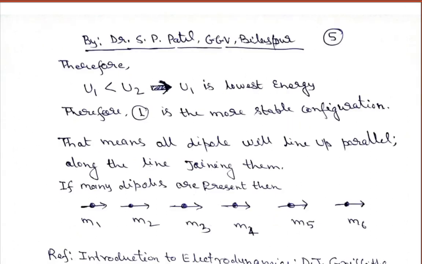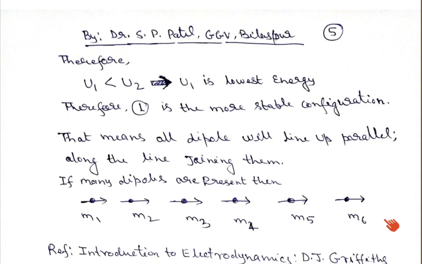If you have many dipoles, not just two or three, maybe in a magnetic material where a large number of dipoles are present, M1, M2, M3, M4, M5, M6, M7, M8, M9, M10, up to Mn, then obviously, as in the case of two dipoles, all dipoles will align along the line joining them, in the direction of the magnetic field.